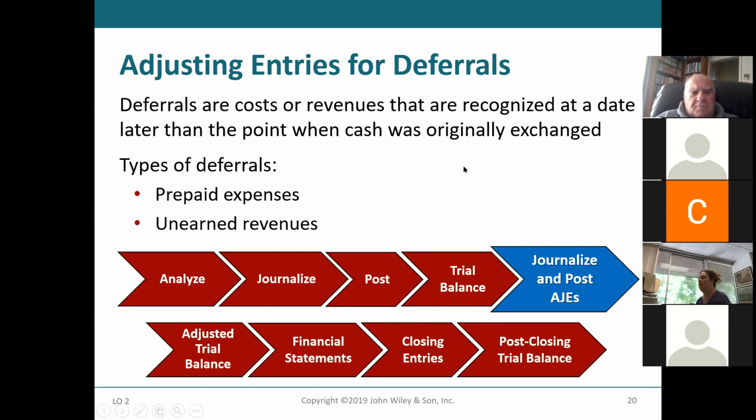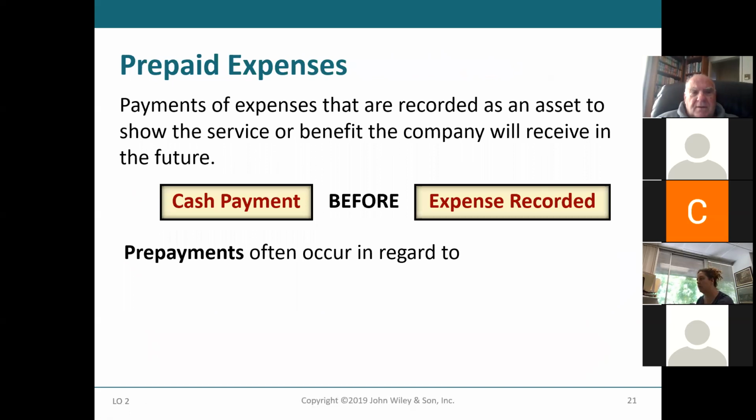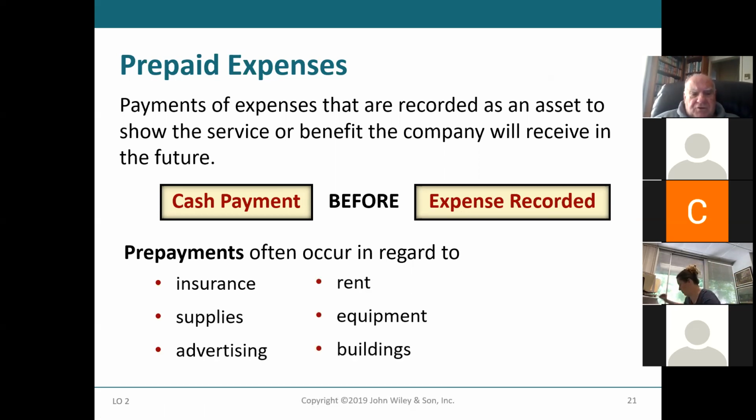Your deferrals are prepaid expenses and unearned revenue. They're the same exact thing. Prepaid expenses, payment of expenses that are recorded as an asset, show the service the company will receive in the future. So when we make the cash payment, it is an asset. It's the next month that part of it becomes an expense. Prepayments, you could have prepaid insurance, supplies, advertising. You could have a whole bunch of them.